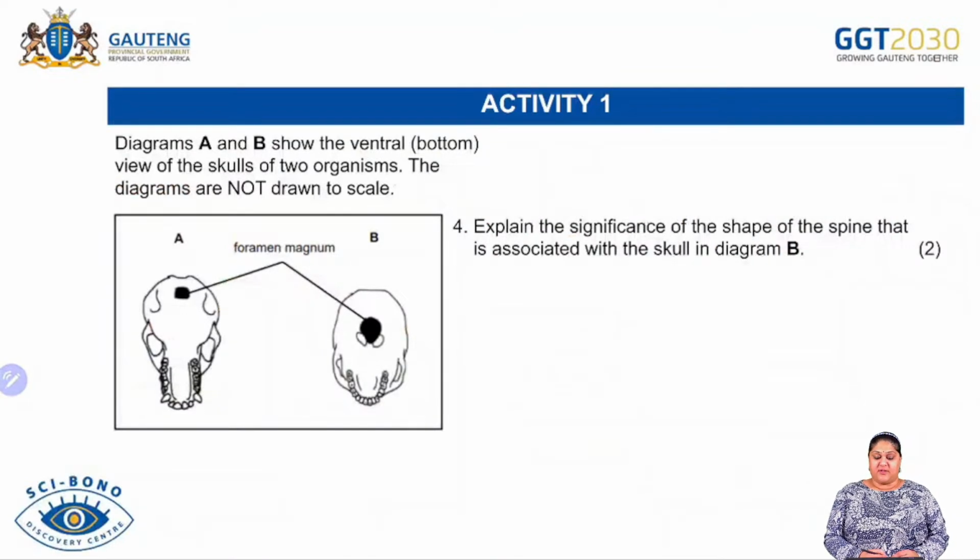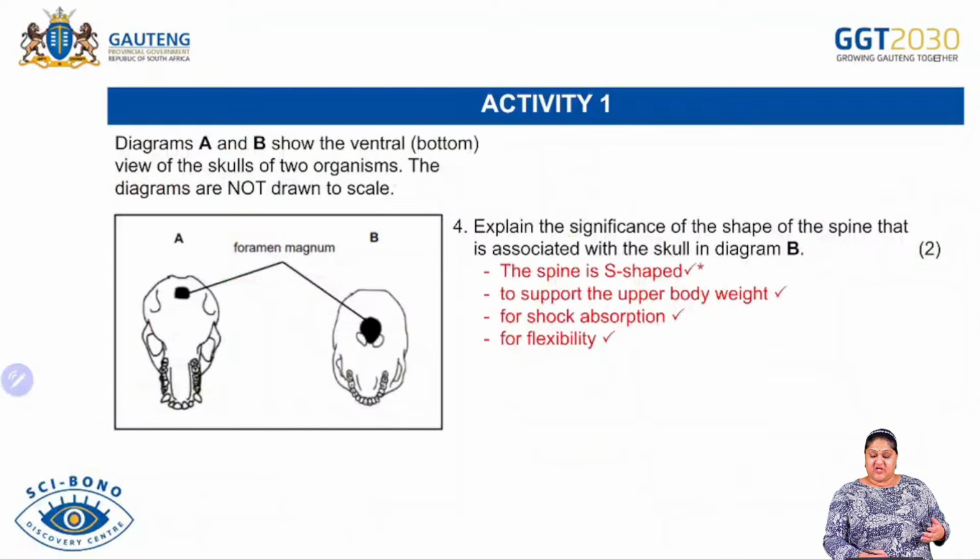Then we've got one last question. Explain the significance of the shape of the spine that is associated with the skull in diagram B. Now you cannot see the skull, but they are asking you the significance of the shape of the spine associated with the skull in diagram B. So you need to see for yourself, because the other questions were leading you to tell you that this is a bipedal organism. So what is the shape of it?